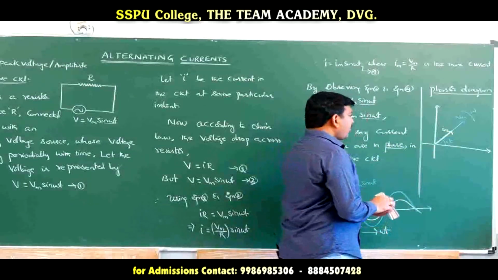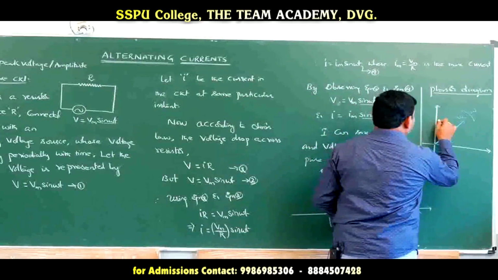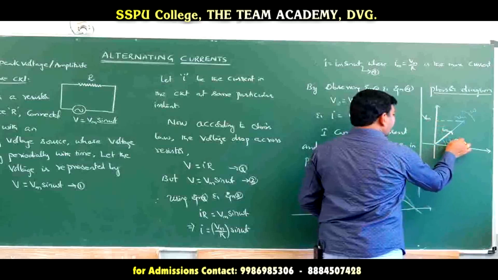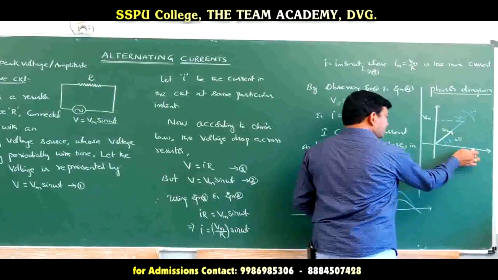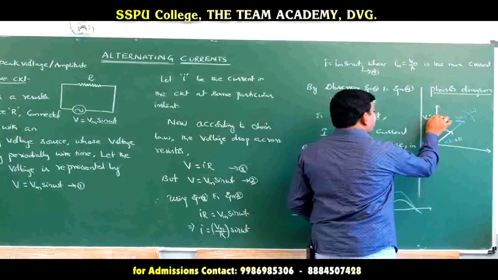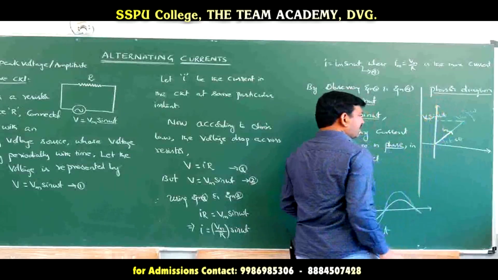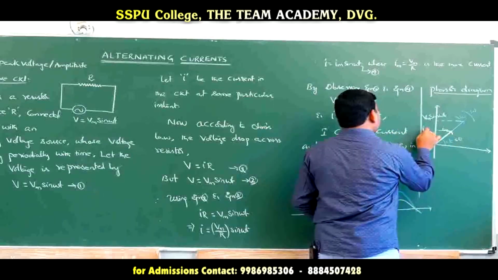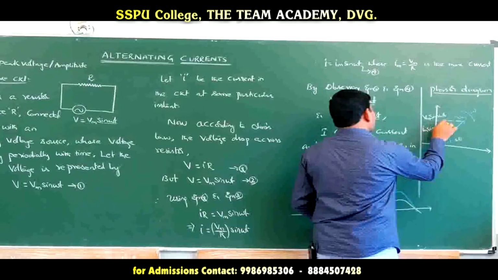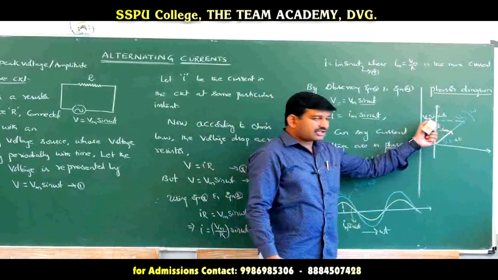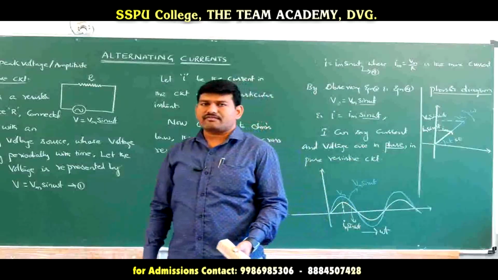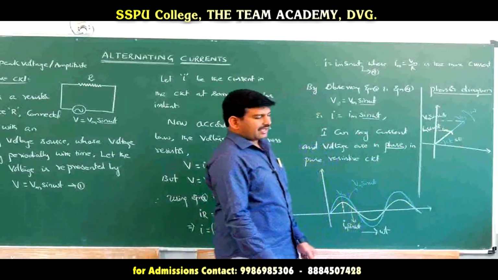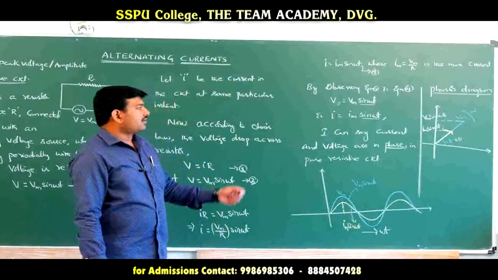So, what is the projection of this Vm on the y-axis? This is Vm. If I take the angle as theta, this is Vm cos theta, and this is Vm sin theta. Therefore, this is Vm sin omega t. And here, what is the projection of this rotating vector on the y-axis? Im sin omega t. Is it clear? So, the projections of these vectors represent the scalar functions. Here Im sin omega t is a scalar and Vm sin omega t is a scalar. Is it clear? That is how we are using the phasor diagrams.